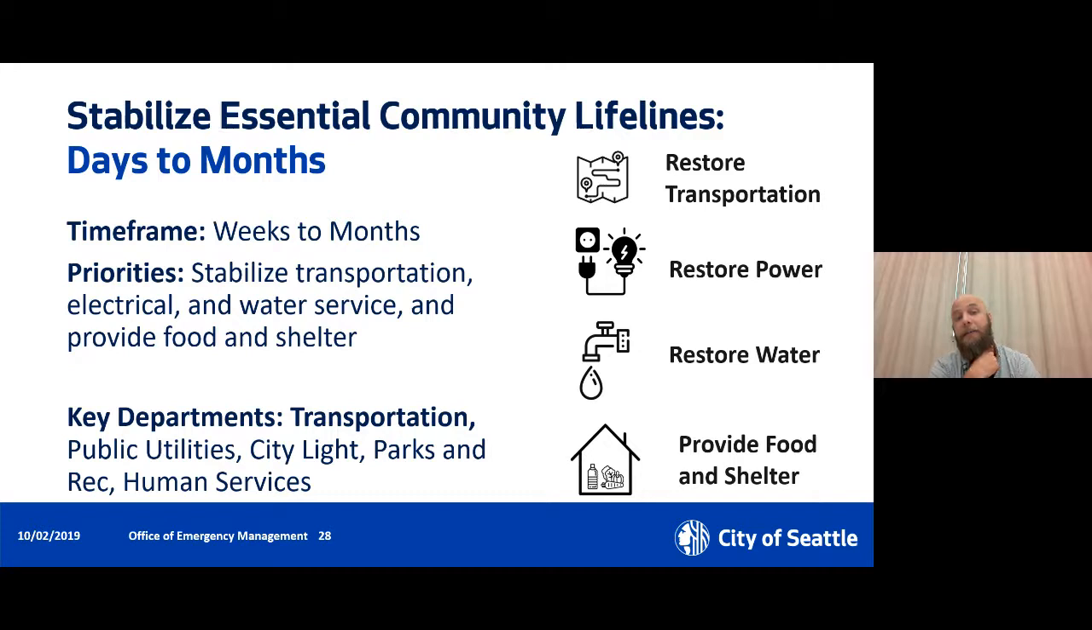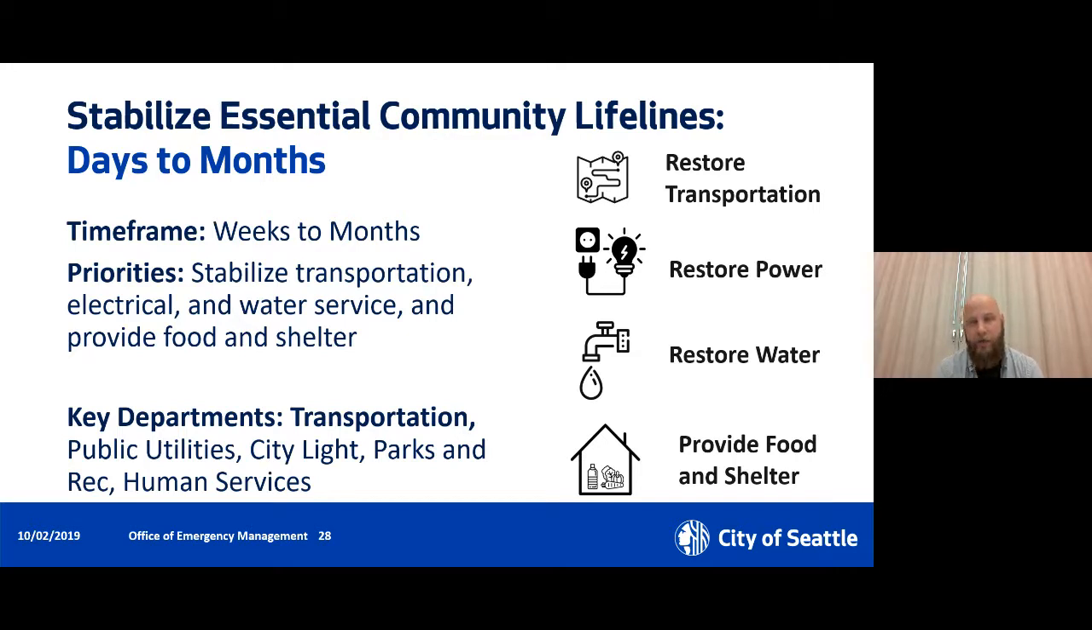So the last phase that I'm going to talk about is stabilizing essential community lifelines. There is a lot to this, and again, this is a very cursory overview of this. I highly recommend that you attend our future webinars, because we will have one specifically on transportation. We'll have one specifically on restoring electricity and water service, and we will have one on food and shelter. So the time frame we're looking at really is weeks to months.